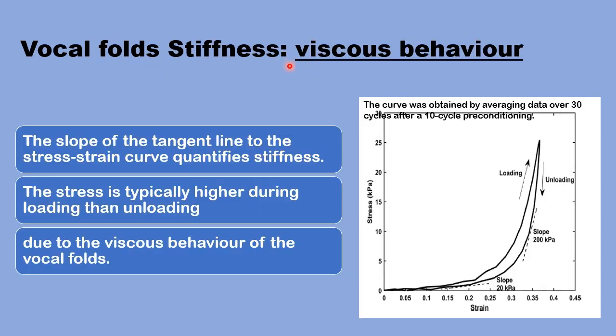The third property of the vocal fold stiffness is its viscous behavior. You can see here that the stress strain curve for loading of the vocal fold, stretching it or compressing it, is different than the graph while unloading, when it is returned back to its neutral position. The stress is typically higher during the loading than it is during the unloading. This is basically due to the viscous behavior of the vocal fold material.